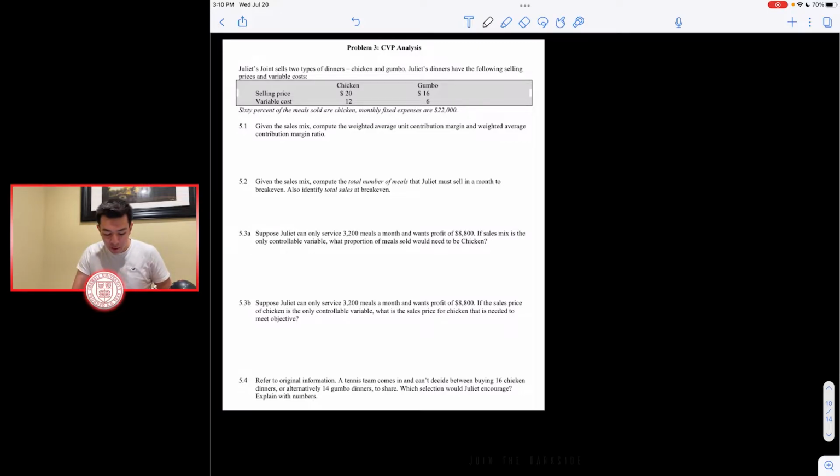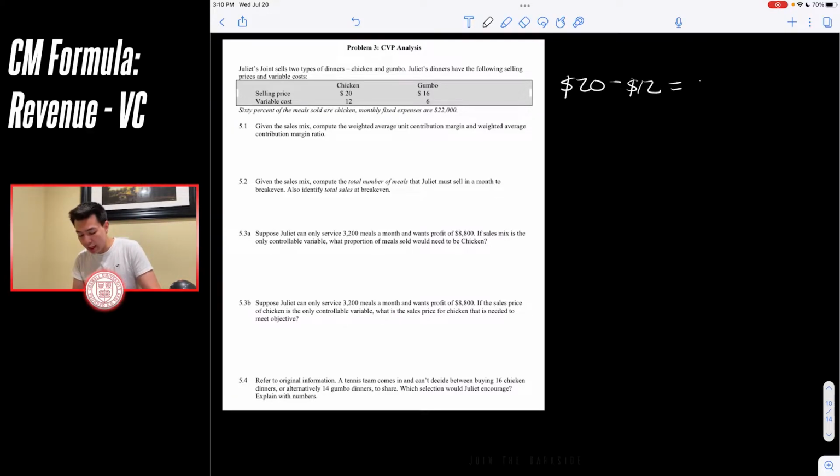So first of all, let's solve for the weighted average unit contribution margin. And to do that, what we're gonna wanna do is first find the contribution margin for chicken and for jumbo. For chicken, we're gonna do 20 minus 12, right? Because CM is revenue minus variable cost. We're gonna get $8. So this is chicken CM. And for jumbo CM, it's gonna be 16 minus 6, and we're gonna get $10, right?